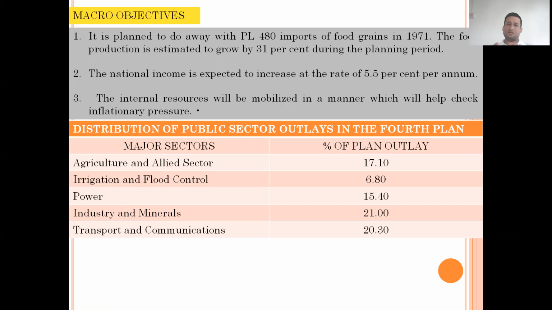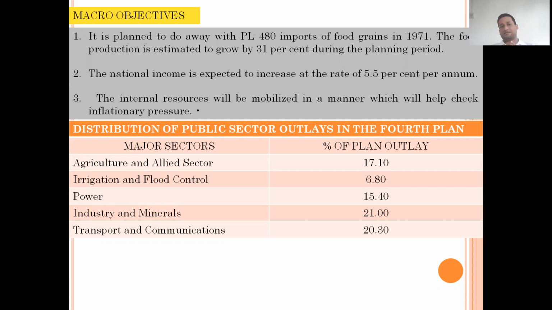The second objective was that national income is expected to increase at the rate of 5.5% per annum. And the third one is that internal resources will be mobilized in a manner which will help shake off inflationary pressure. So inflation was also one of the key issues for the fourth five-year plan in India.